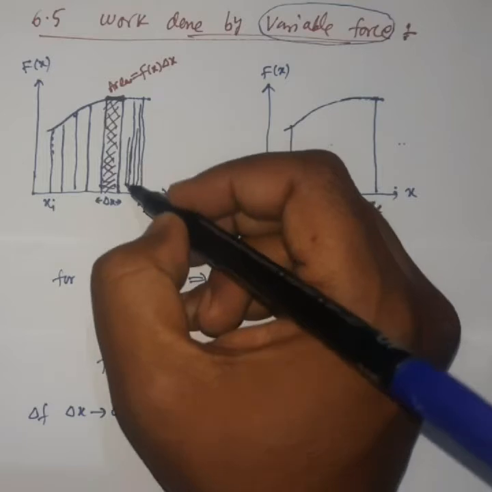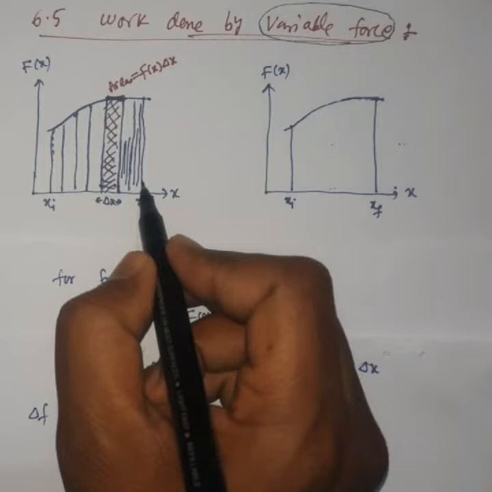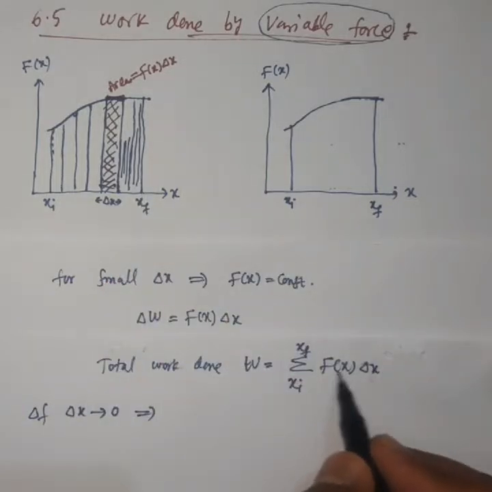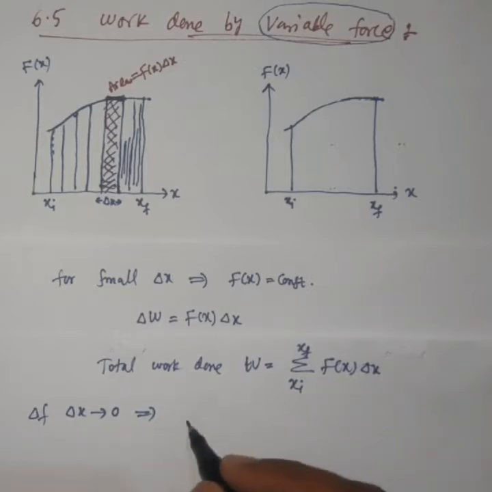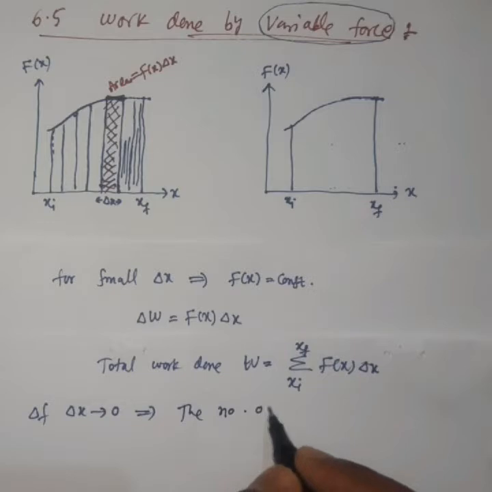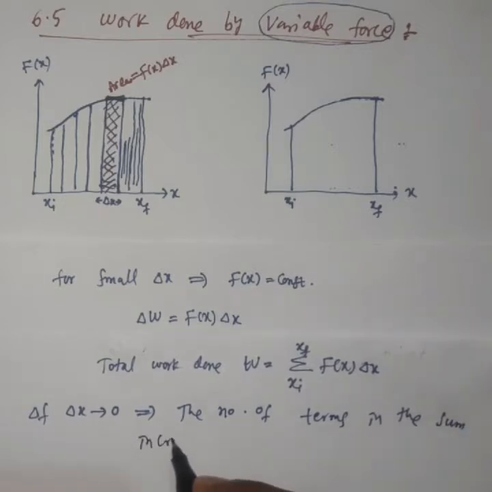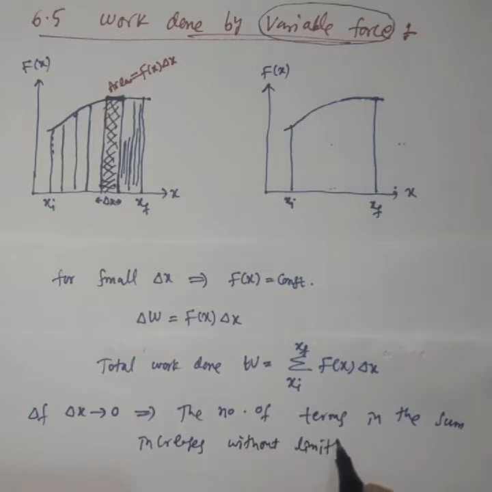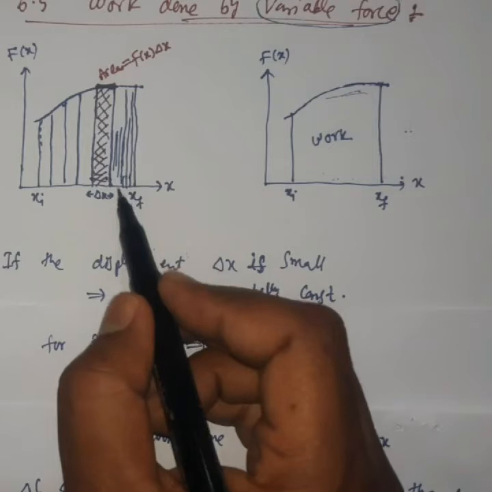So the number of terms in the sum increases without limits. If del x tends to 0, the number of terms in the sum increases without limits. So del x tending to 0 means discrete values become continuous.